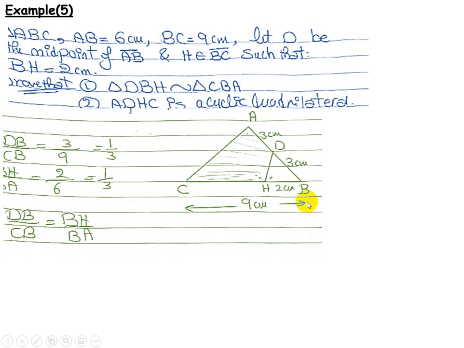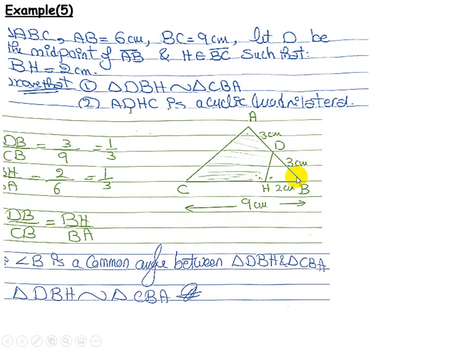After drawing the figure, I noted that BD over BC equals 3 over 9, which means 1 over 3. BH over BA is 2 over 6, which will be 1 over 3. So I deduce that DB over CB equals BH over BA equals 1 over 3. And since angle B is a common angle between the two triangles DBH and CBA, the two triangles DBH and CBA are similar.